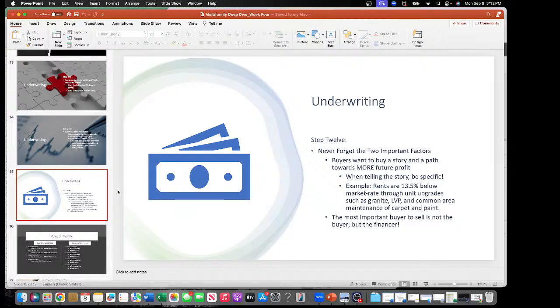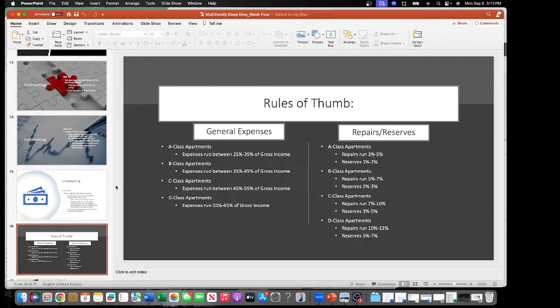Again, we always want to remember that underwriting multifamily is all about underwriting the story, figuring out how we can make money owning this property here as well. Some general rules of thumb here. These are general rules of thumb for anybody out there who's rewatching this or watching it right now.